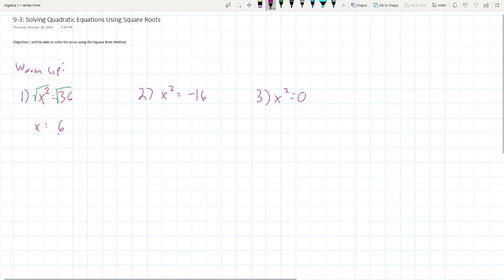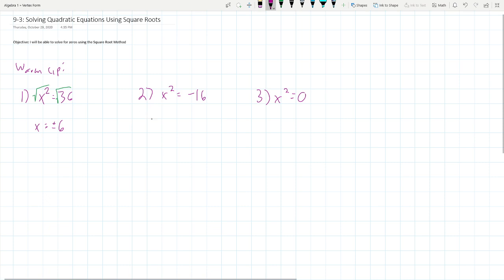It's also something else, and this is where a lot of people get messed up. Yes, it's 6, but there's actually something else that we can plug in that will also give us 36, and that is negative 6. And so a lot of times the way that we show this is x equals plus or minus 6, and that says positive or negative 6.